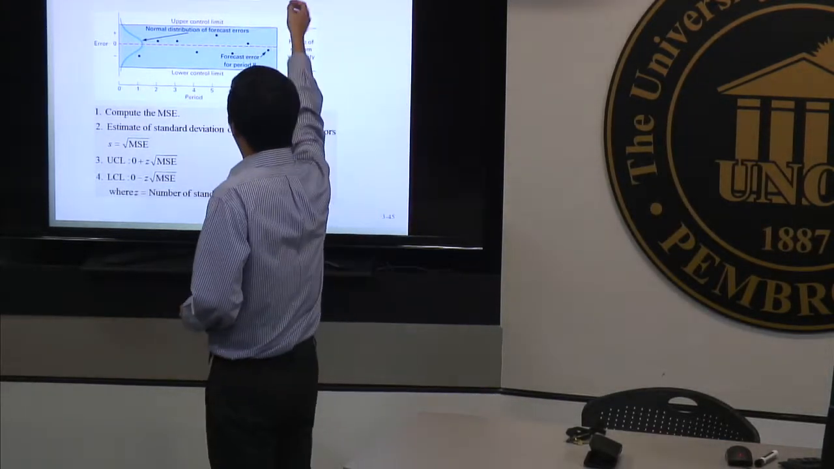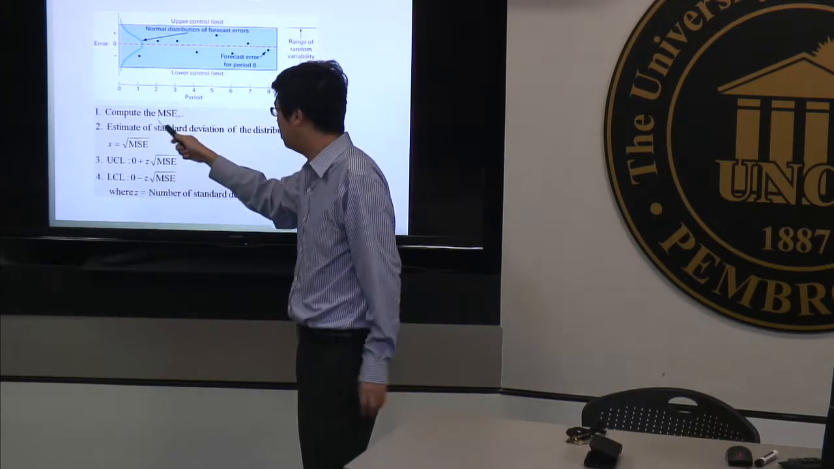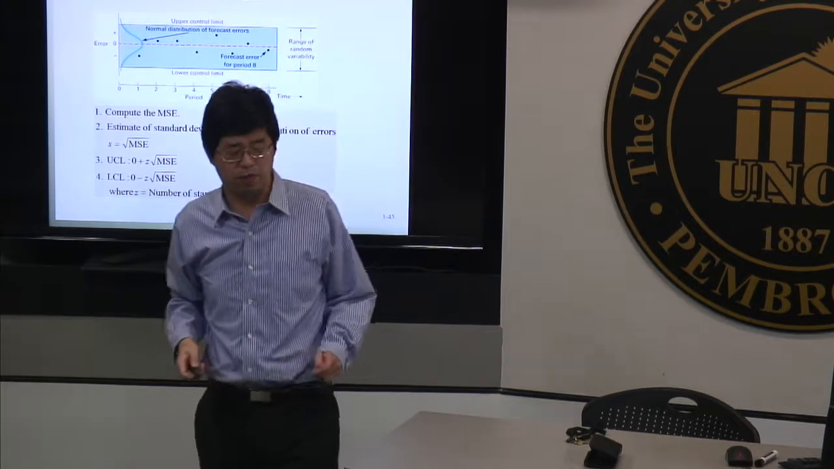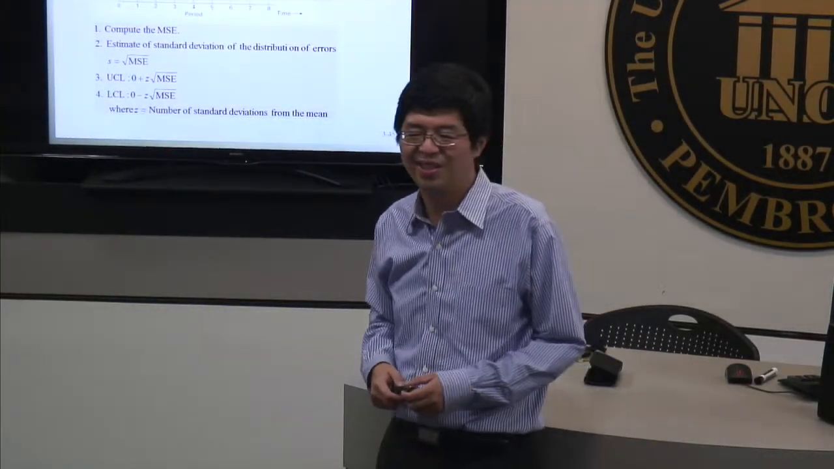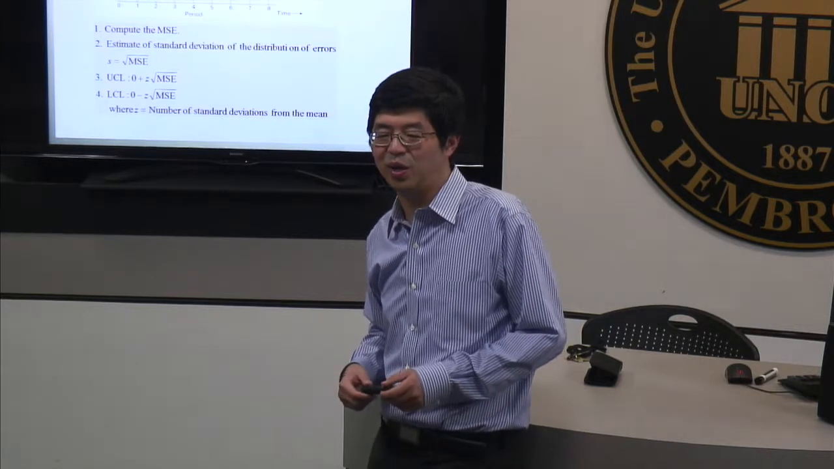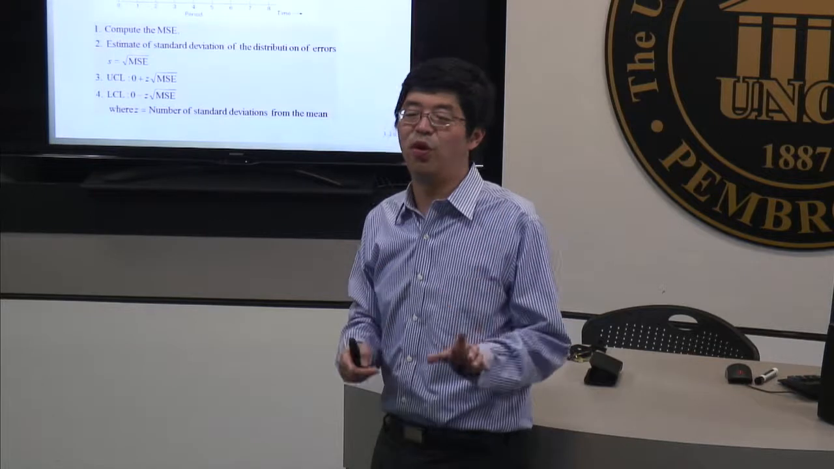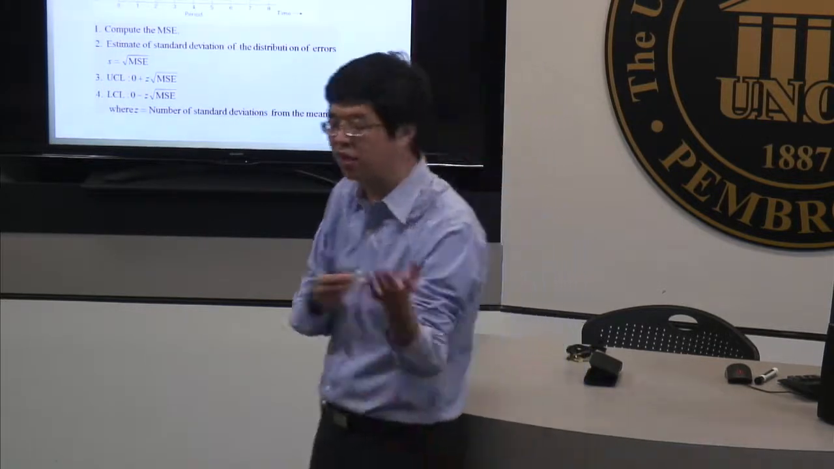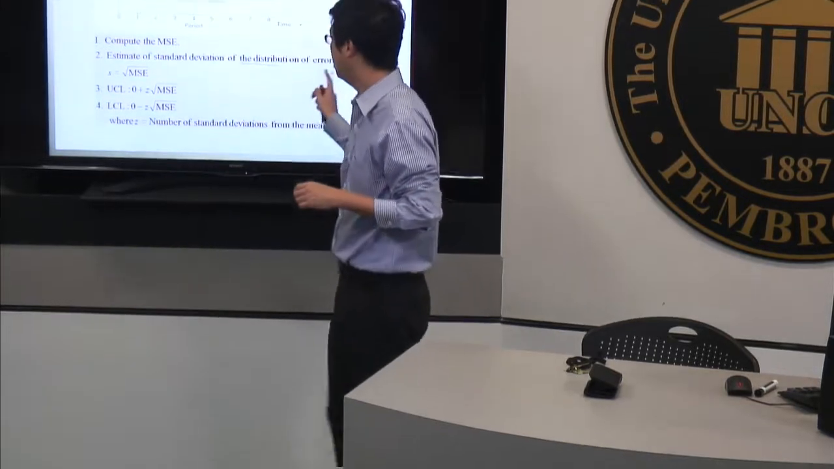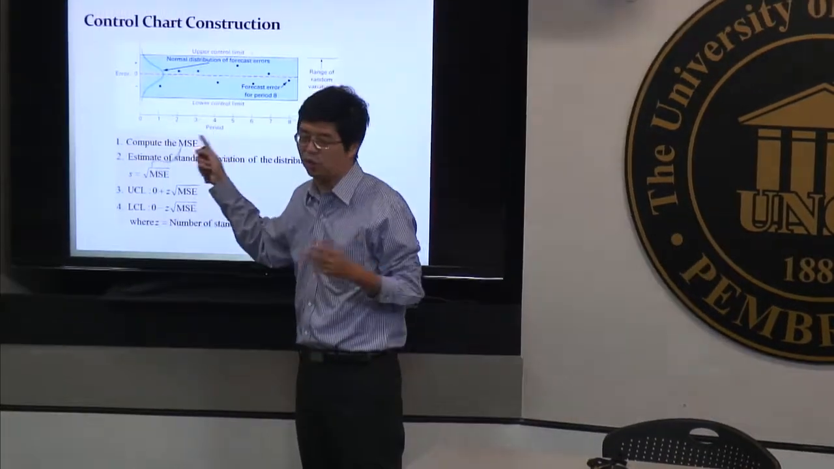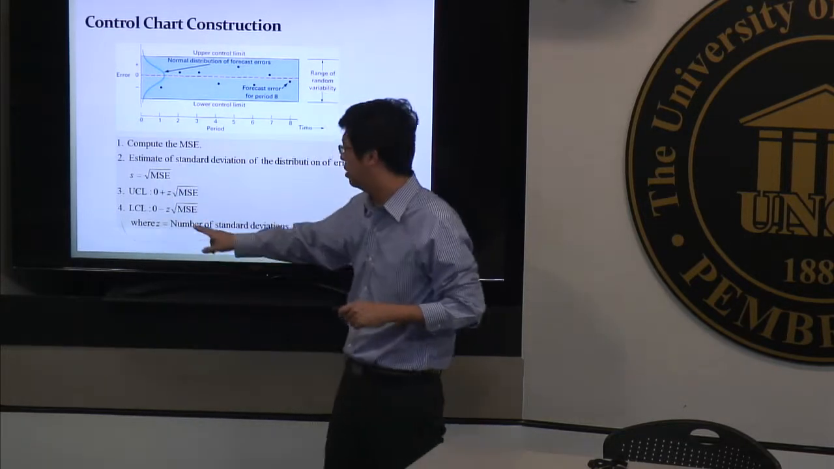So how do we compute the control chart? First you compute the MSE. Does anybody remember what MSE means? Nobody remembers? Mean square error. It's one measurement of forecast accuracy. So you compute the MSE, and then estimate the standard deviation of the distribution: S equals the square root of MSE. Pretty straightforward. And then you can build these control charts.